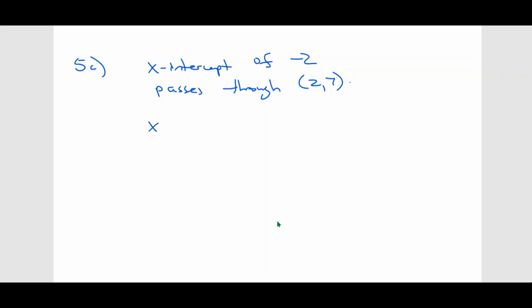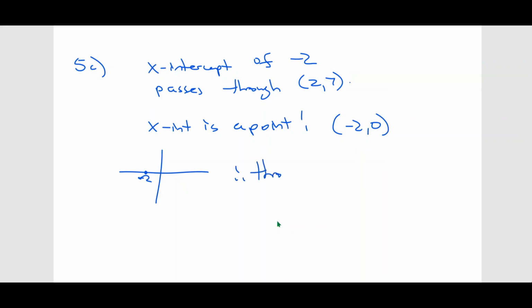So what we need to remember is that the x-intercept is a point. What are the coordinates of the x-intercept? It sits on the x-axis, and it says it's at -2. So it's the point (-2, 0). So therefore, the line is going to go through (-2, 0) and (2, 7). And this now becomes the same as the previous example where they gave us two points.